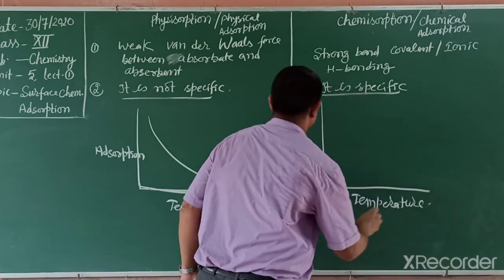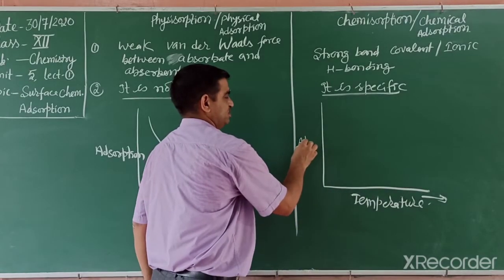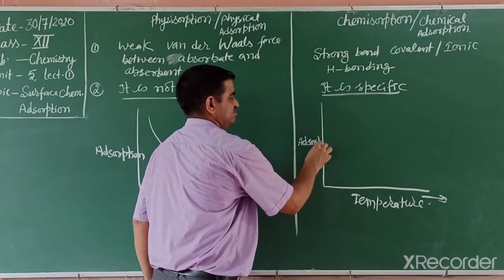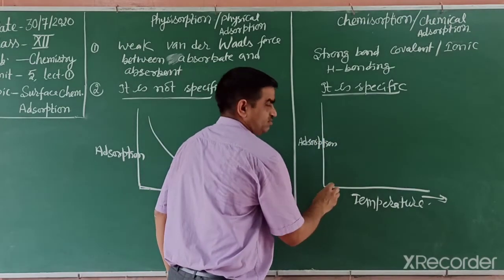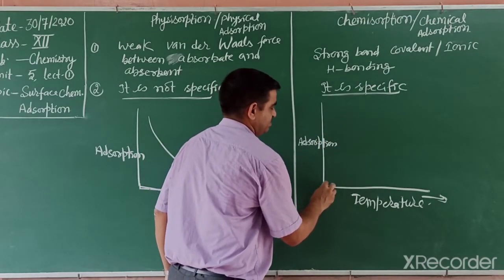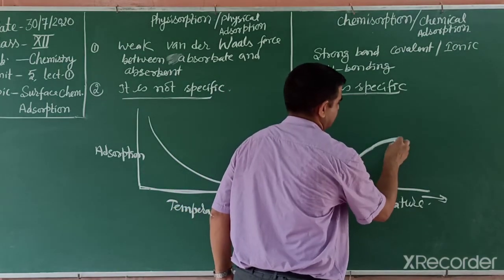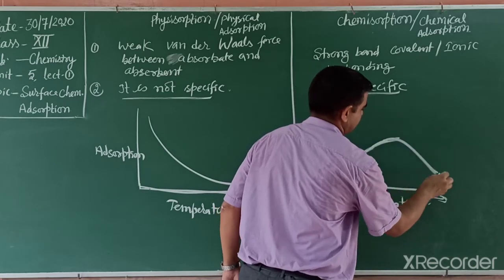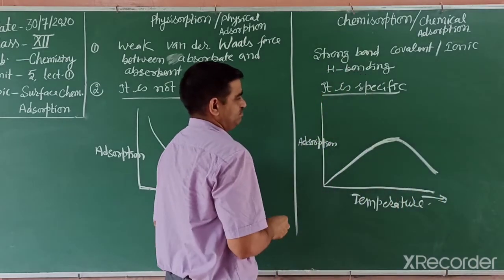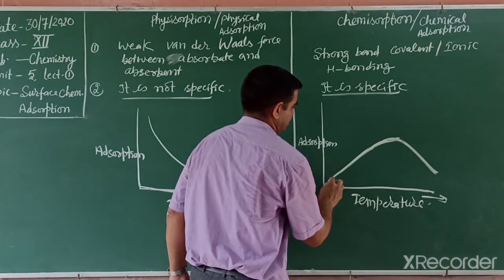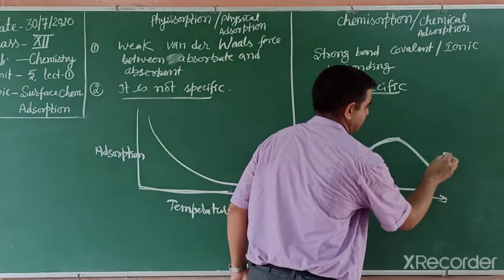On this side, temperature increases, and this is the extent of adsorption. So students, in this way, when temperature increases, at first it is a very low value, then it increases, reaches a maximum, and then further decreases. Like this, the graph of chemisorption: when temperature increases, it first increases, reaches a maximum, then further decreases.